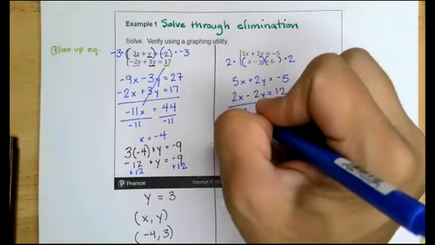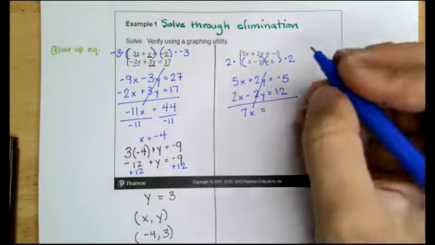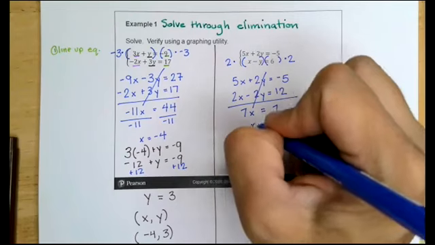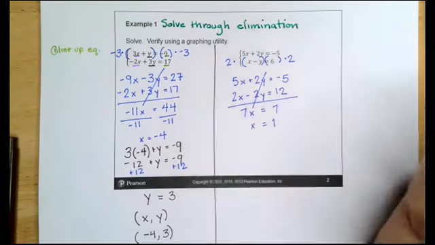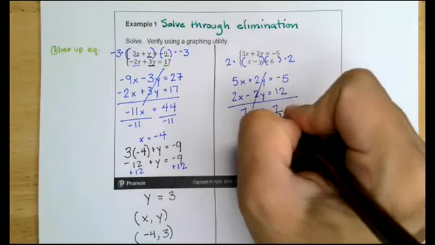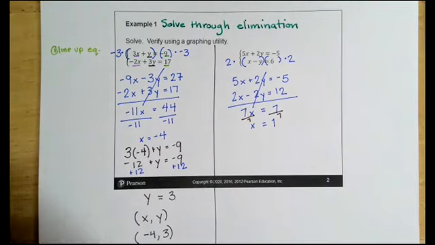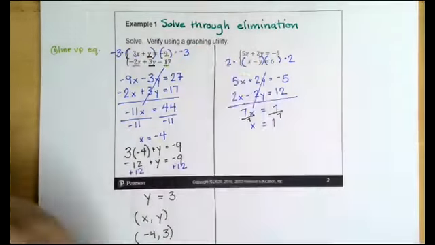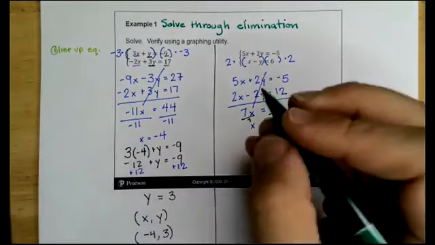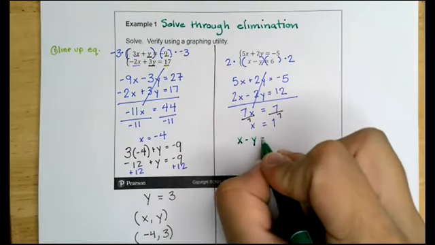5 plus 2 is 7x. 12 minus 5 is 7. X is 1, right? Sorry, that was a joke. I'm going to divide them both by 7. So the point is common, so I can use either equation to substitute x in and find y. I'm going to use that bottom one. It looks easier. So x minus y is 6.